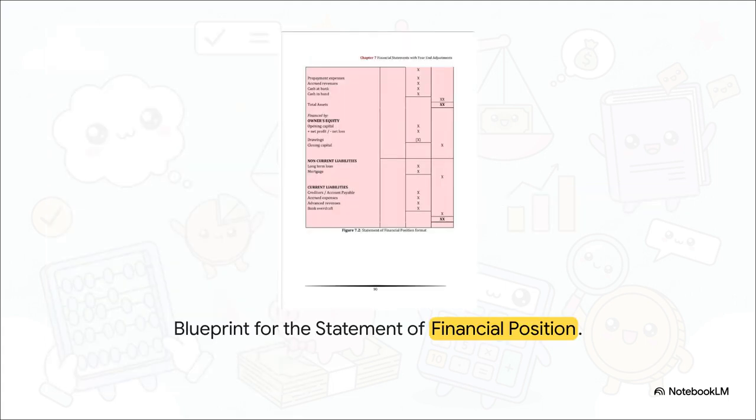And then we have the Statement of Financial Position. Now, if the income statement is a video, this one is a photograph. It takes a literal freeze-frame snapshot of your business at one specific point in time, usually the very last day of the financial year. It neatly organizes what you own, your assets, what you owe, which are your liabilities, and the owner's remaining slice of the pie, known as equity.